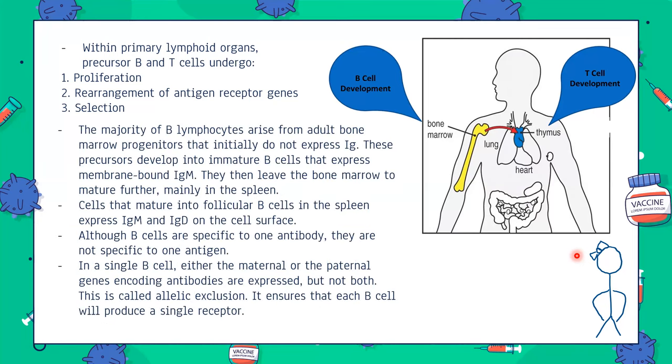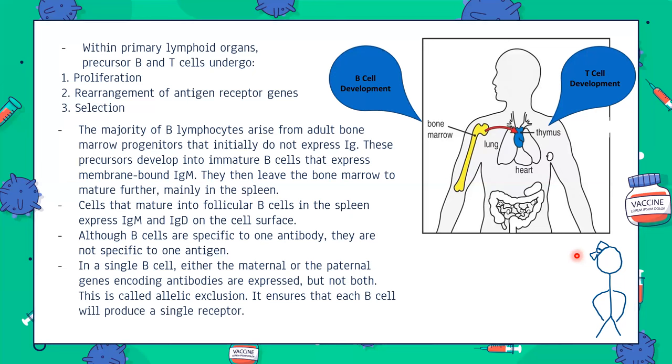So the majority of B lymphocytes arise from the adult bone marrow progenitors that initially do not express any immunoglobulins. Okay? These precursors develop into immature B cells that express membrane-bound IgM. Then they will leave the bone marrow to mature further, mainly in the spleen. So the spleen is a secondary lymphoid organ. Within the spleen, you're going to start to have follicular B cells, which express IgM and IgD.